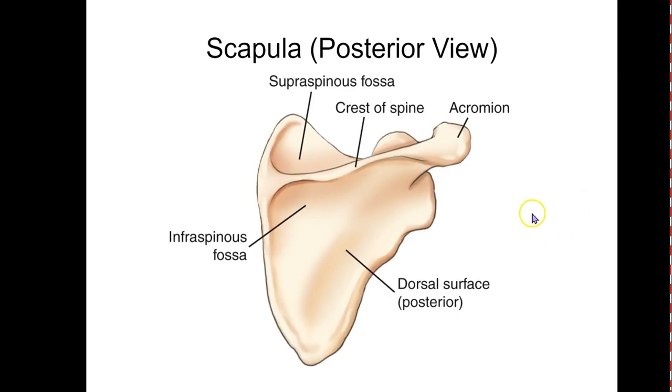The posterior border or ridge of the spine is kind of thick. It's a thickened structure, and so it's called the crest of the spine. And the spine actually separates the posterior surface of the scapula into two different fossas, the infraspinous fossa and the supraspinous fossa. And both fossa, or fossae for plural, serve as attachment points for shoulder muscles.